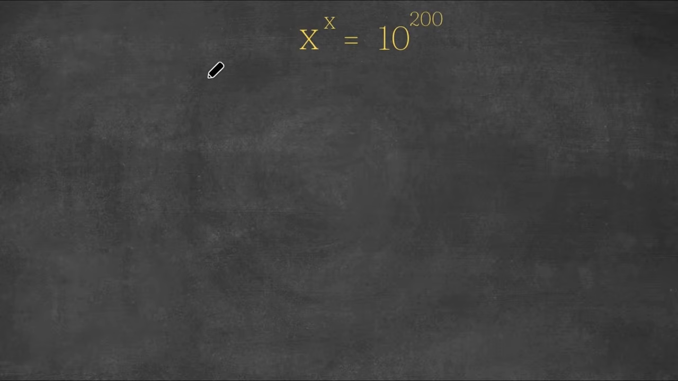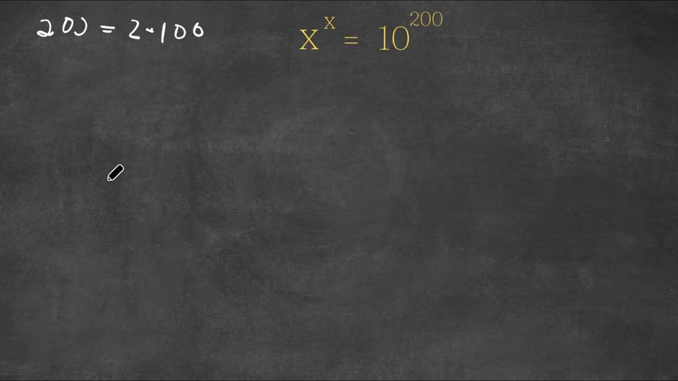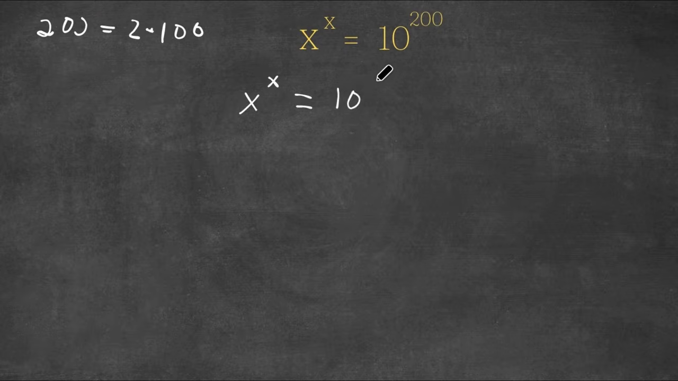In today's video, I'm going to be teaching you guys how to solve this exponential equation. So we have x to the power of x is equal to 10 to the power of 200. Now, 200, this is equal to 2 times 100. So I'm going to replace 200 with 2 times 100. So now we have x to the power of x is equal to 10 to the power of 2 times 100.